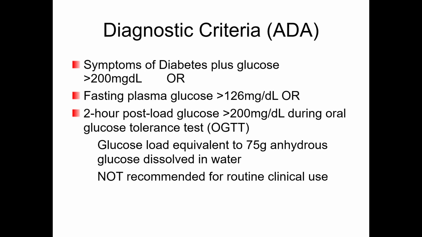For the diagnostic criteria, you would have the symptoms of diabetes plus a glucose level of greater than 200 mg per deciliter, or fasting plasma glucose of greater than 126 mg per deciliter, or 2 hours post-load glucose of greater than 200 mg per deciliter during an oral glucose tolerance test. Glucose load is equivalent to 75 grams anhydrous glucose dissolved in water, and it's not recommended for routine clinical use.